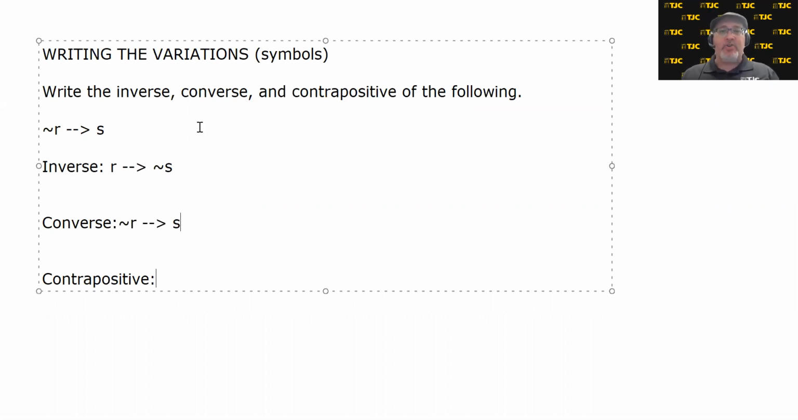For the converse, we switch. So the S moves over here. It won't let me do that. I'll have to cut and paste. And the negation R comes over here. So there's the switch. For the contrapositive, we both switch and negate. And it doesn't matter what order you do them in. Let's negate first. And now let's switch.